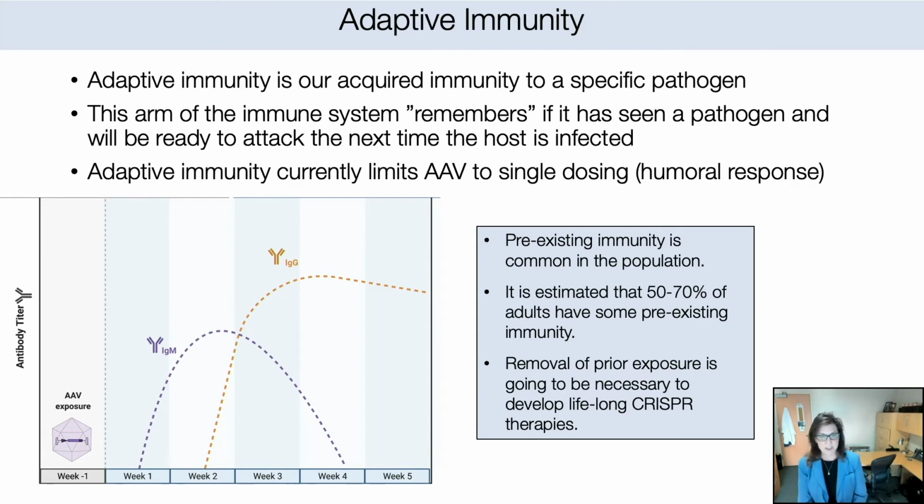So this is a big issue if we want to consider redosing. And it's also an issue because many of us have been exposed to AAV throughout our lifetime. We've been exposed to the wild type naturally occurring AAV, and it's estimated that about 50 to 70% of us have this exposure. So it's going to be very important that we learn to deal with the pre-existing immunity that many of us have, and to deal with the pre-existing immunity that develops from the initial dose.